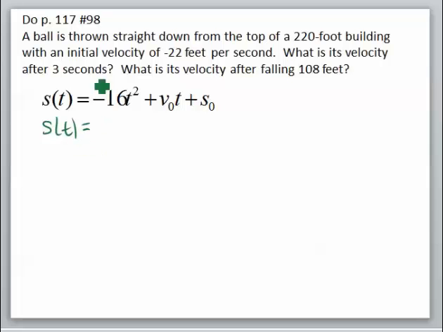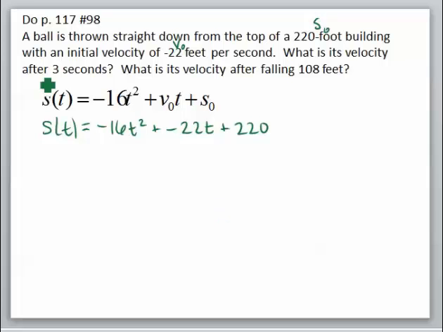By reading this, it says a ball is thrown straight down from the top of a 220-foot building. So that would be the S sub 0, that's your initial position, with an initial velocity of negative 22. That's your initial velocity, or that's your V sub 0. What is its velocity after 3 seconds? Well, let's first write the position function based on that information. So my velocity was negative 22, and my position is 220.